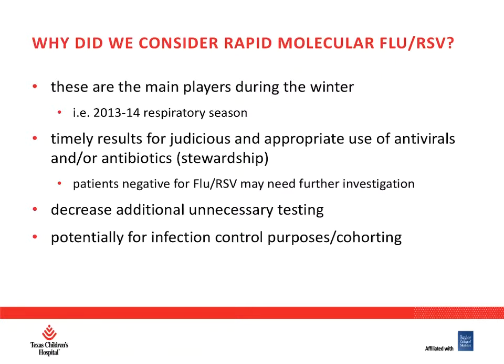We also need to think about, in certain patient populations, the young kids, the immunocompromised patients, if they're negative for flu or RSV, we need to think about other respiratory viruses or investigating other etiologies of the respiratory infection. But if we can rule in flu or RSV fairly rapidly, it should decrease unnecessary additional testing. And in some cases, when we're really peaking with a lot of flu and RSV, it can help with cohorting and infection control types of things.